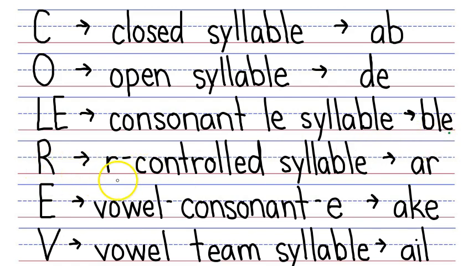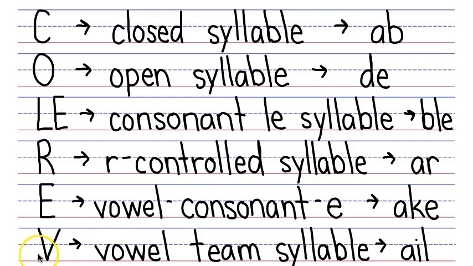R stands for R-controlled syllable. An R-controlled syllable is a syllable with an R-controlled vowel sound, like r. E stands for vowel-consonant-e syllable. A vowel-consonant-e syllable is a syllable that ends with a vowel-consonant-e pattern, where the E is silent and the spoken vowel makes a long vowel sound, like in ache.